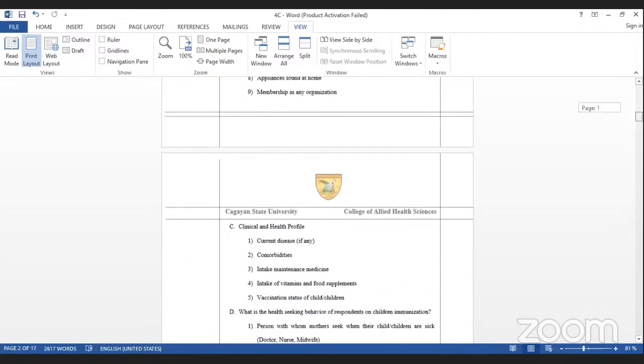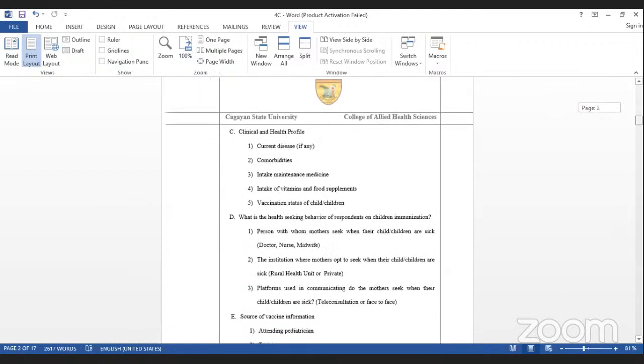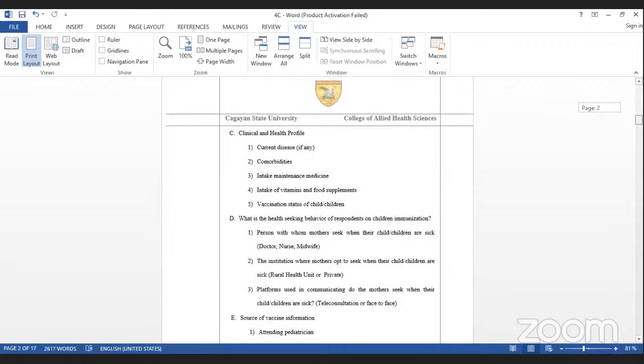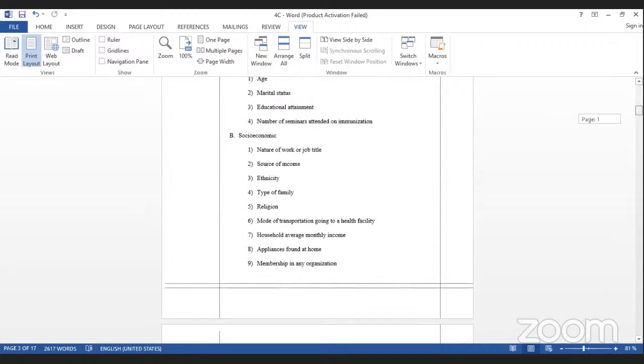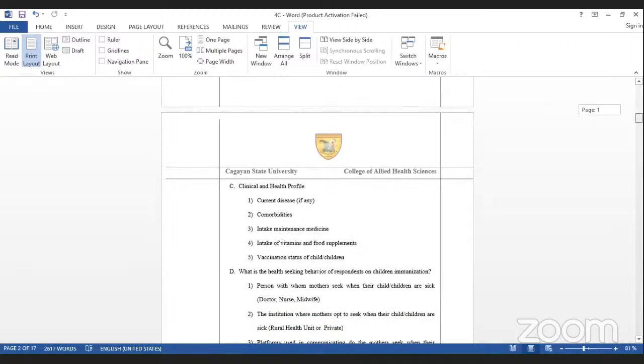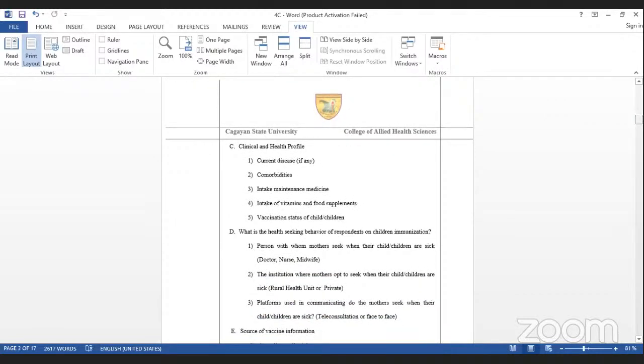Okay? So, next, ano pa yung mga questions mo dyan? Alright. Okay, statement number 2. Ano yung statement number 2 mo? Where is the statement number 2? Hindi ko makita.